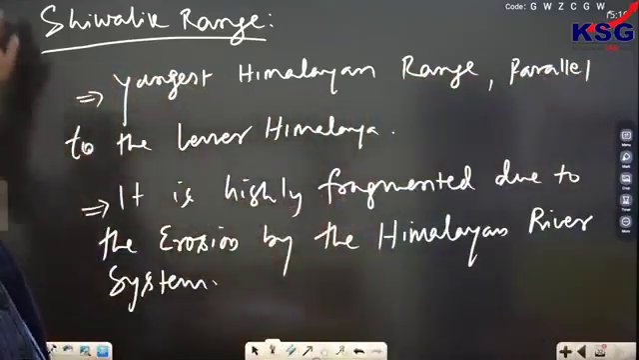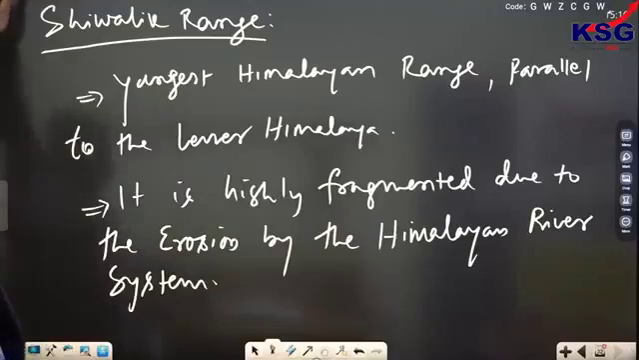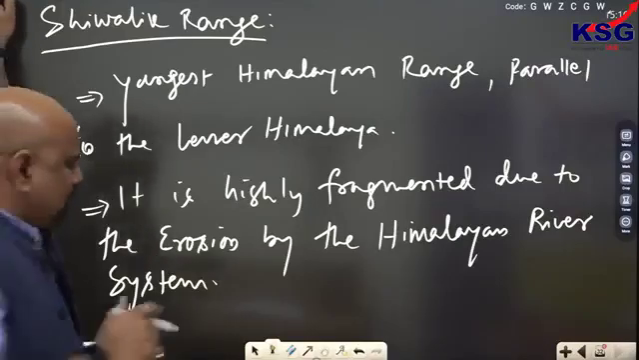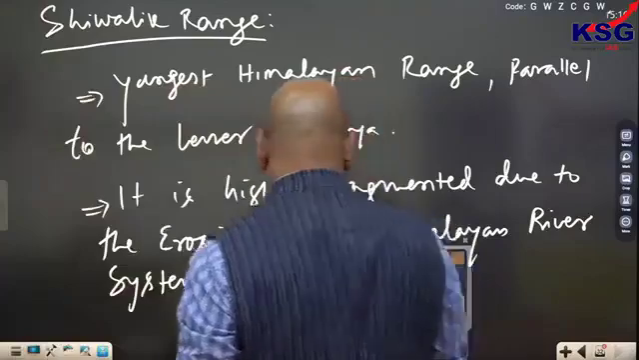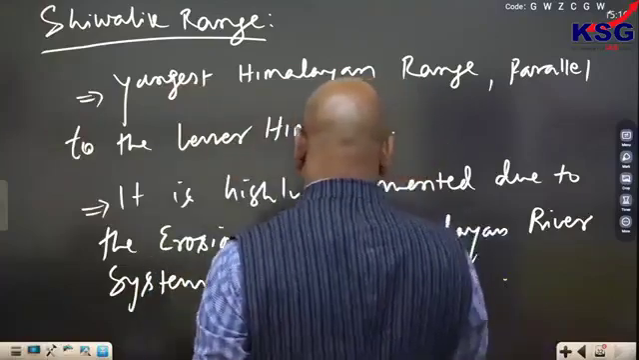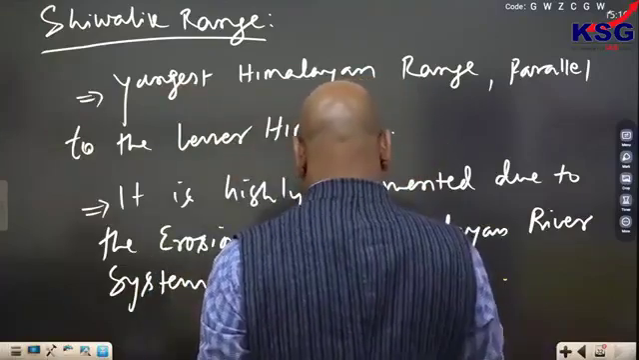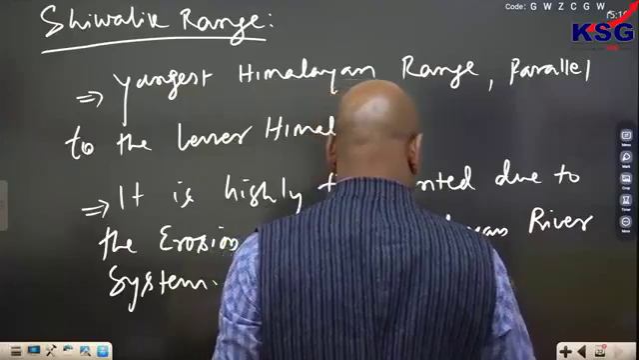Shivalik range, the outermost, the youngest Himalayan range parallel to the lesser Himalaya. It is highly fragmented due to the erosion by the Himalayan river systems. Its height is very low, 900 to 1500 meter; average height is around 1500 meter.